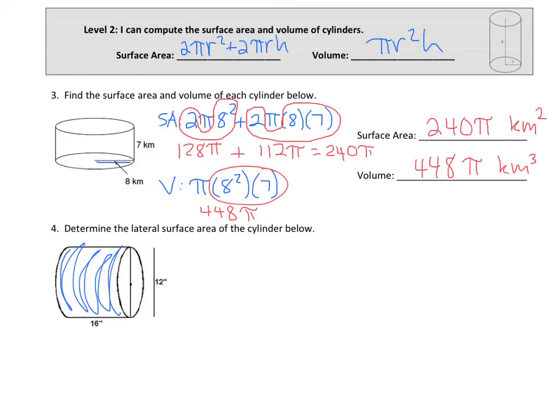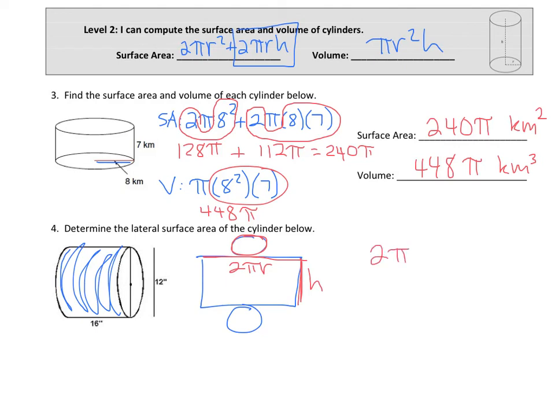And the part of the formula that that comes from is just the 2 pi r h, because remember, the rectangle that you get when you unwrap it, the circumference of the circle gives you 2 pi r, and the height of the cylinder is h. So the lateral surface area is 2 pi r h. It's just that second part of the surface area formula.